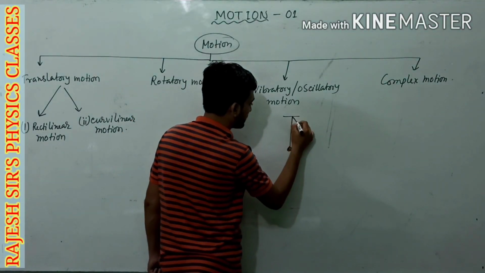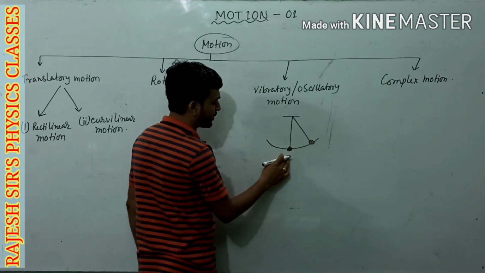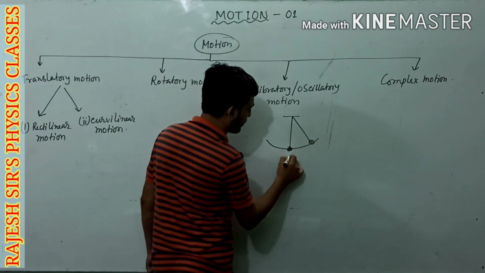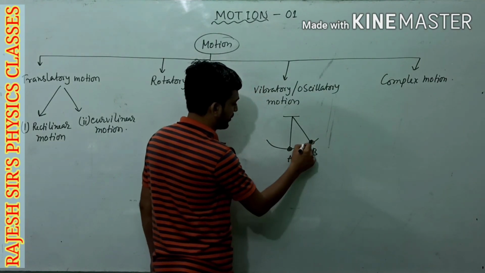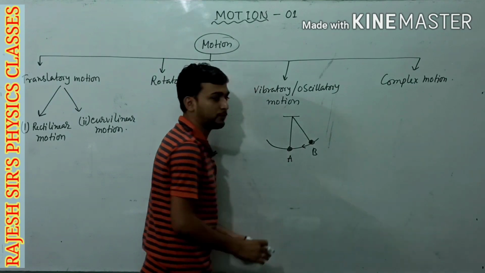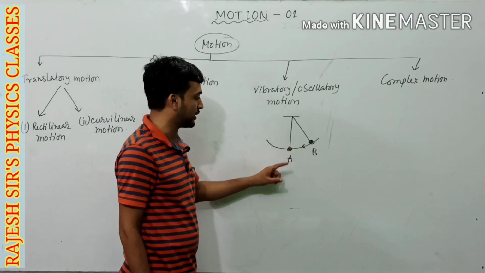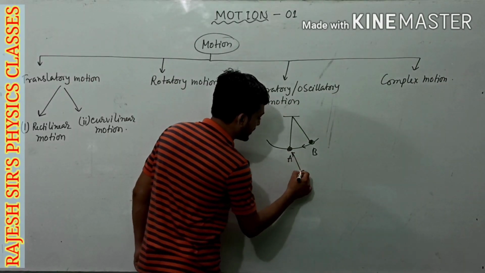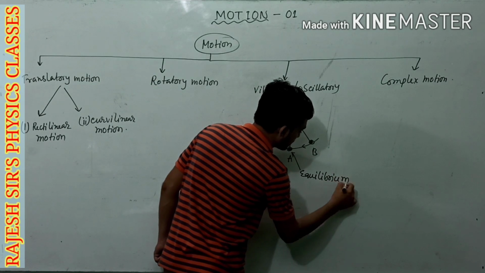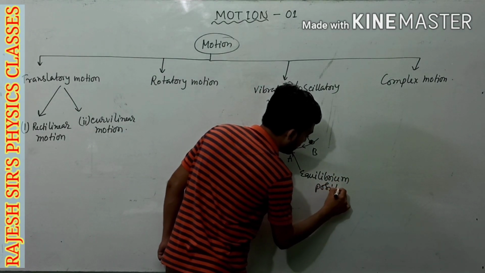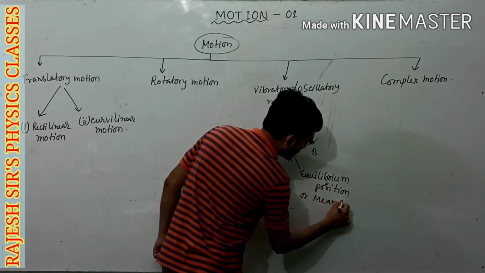If we consider a simple pendulum and if we are going to shift the bob of the simple pendulum from point A to point B and then we release the bob, what will happen? On releasing the bob at point B, it will again come back to its initial position A. This will be known as equilibrium position or mean position.